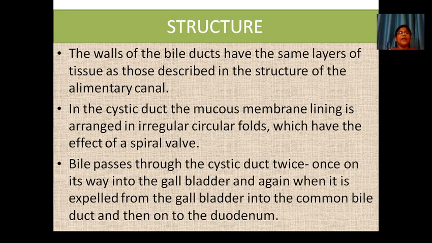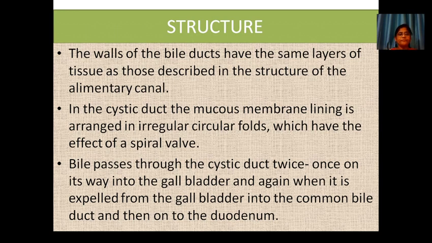Okay, next structure: the wall of the bile ducts has the same layers of structure as the alimentary canal. Okay, in the cystic duct, the mucous membrane lining is arranged in irregular circular folds. Okay, the inner mucous membrane of the duct is arranged in irregular circular folds. Okay, these irregular circular folds have the effect of a spiral valve.